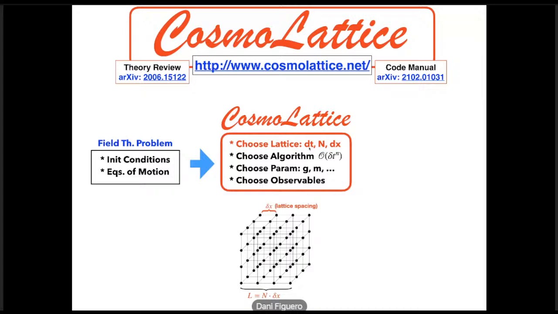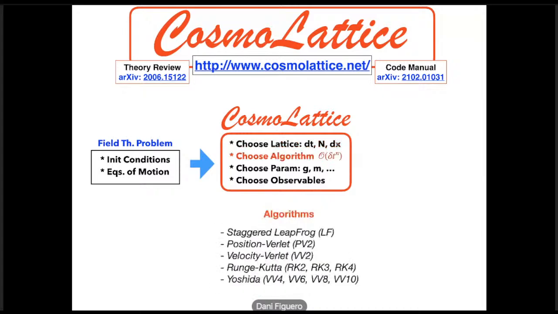And then it's very simple. You just choose what time step you want to choose, what number of points per dimension. This depends on the memory you have in your system, what lattice spacing. Then you choose what algorithm you want to use to solve your system of equations. We have a family of all the typical algorithms, which are both symplectic and non-symplectic. And this has been tested in multiple purposes and contexts, and they work really well.